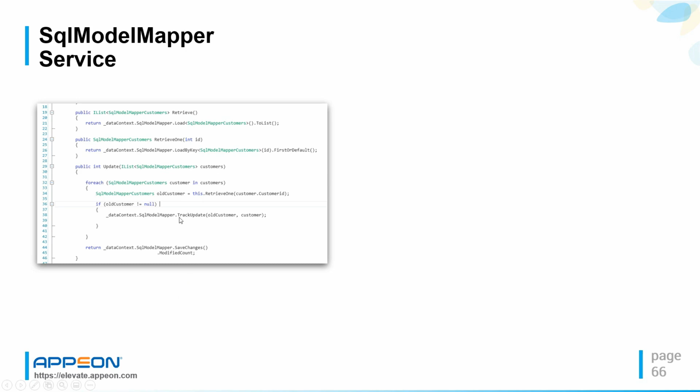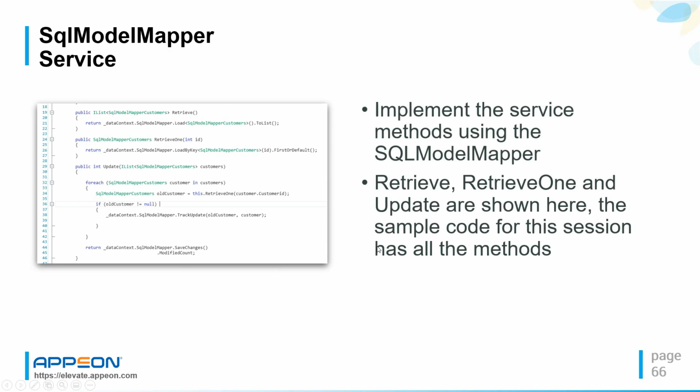So I say SQL model mapper track update compares the two values. If it finds new values on the data that's being passed in, it copies those values onto the row that I retrieved from the database. And now I can say save changes, and it knows what the changes are because it knows what it copied over. It knows that these particular columns were updated, these particular rows were updated. So that's how it applies those changes to the database.